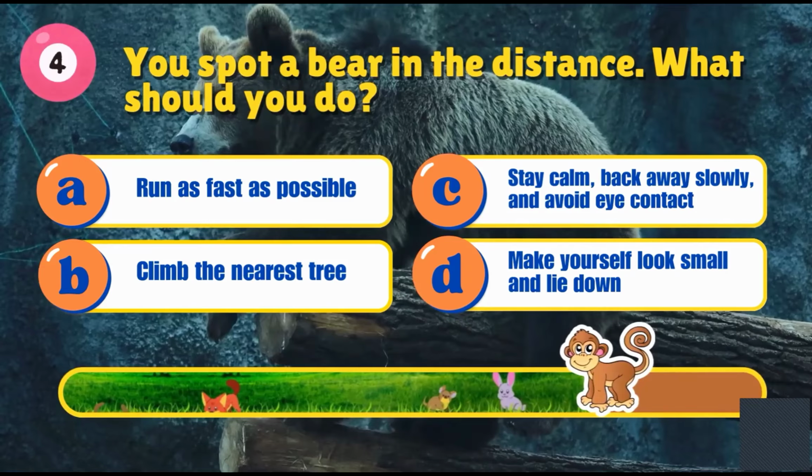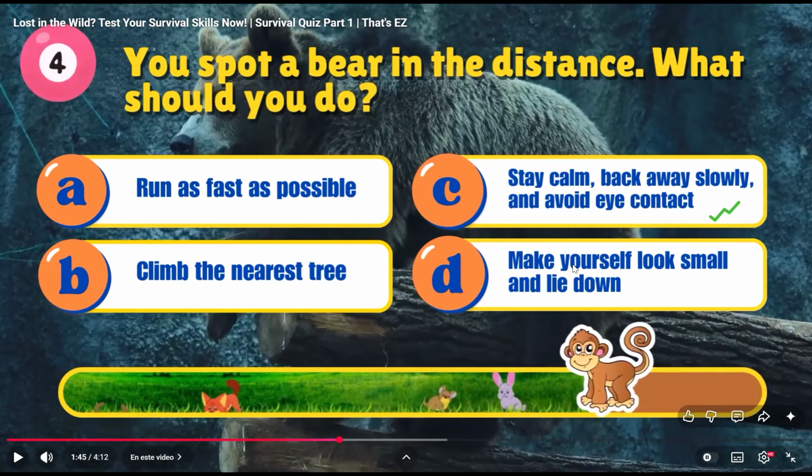Okay, once again, you tell me. Teacher, letter C, stay calm, back away slowly, and avoid eye contact. Run as fast as possible, climb the nearest tree, and make yourself small and lie down. Let's see and let's check together, okay? Here we go.